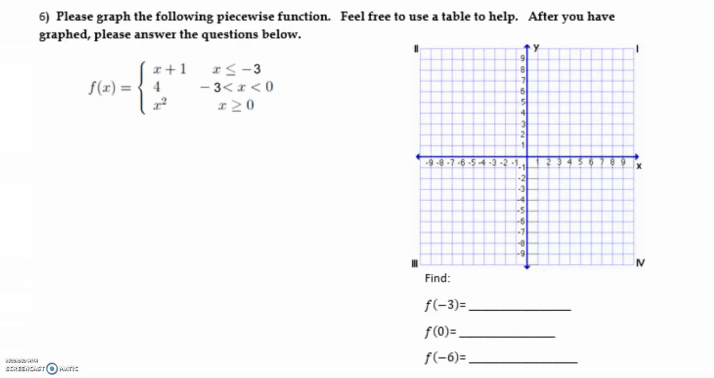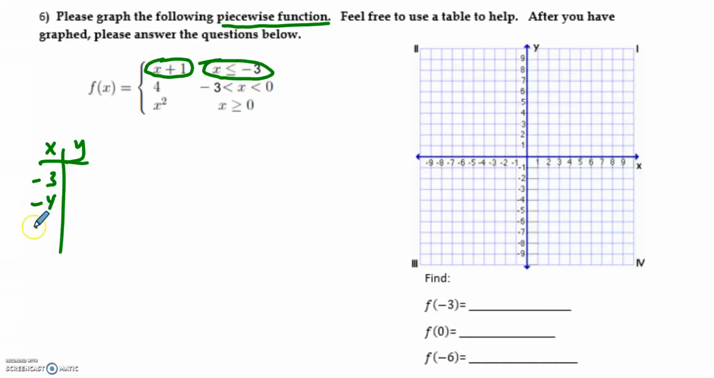Moving on to number 6, which is another piecewise function, you again want to use tables to help and answer the questions once it's graphed. This one has 3 pieces. If I look at piece number 1, which is a line, x plus 1, it only exists when I am less than or equal to -3. So I start my table at -3, and some values below this would be -4, -5, and -6 to start.